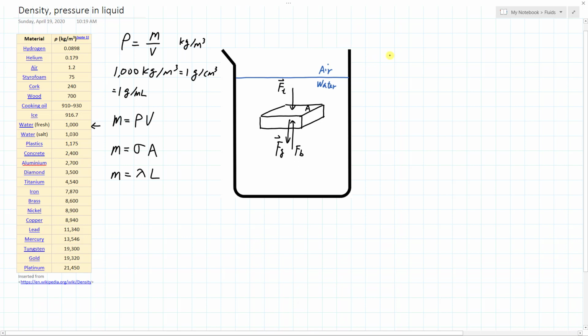We'll start by finding the mass that we just enclosed using the density formula. It is density times volume, and that will be density times surface area times height. So this is height h.